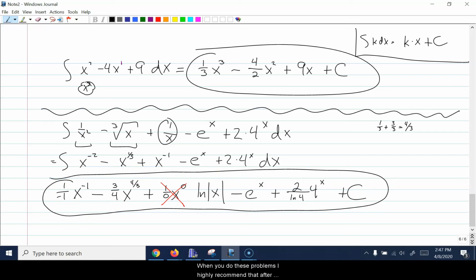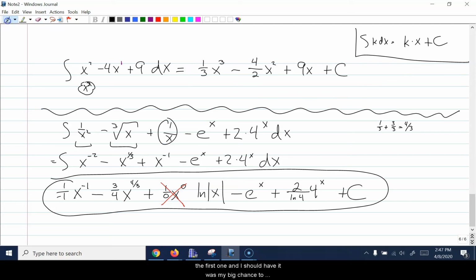When you do these problems, I highly recommend that after you do the integral, you take the derivative. I didn't do it on the first one, and I should have. That was my big chance to tell you you should do this. The reason I'm saying this isn't just for the practice. The reason is these integration rules feel a lot like the derivative rules. They are easy to mix up.